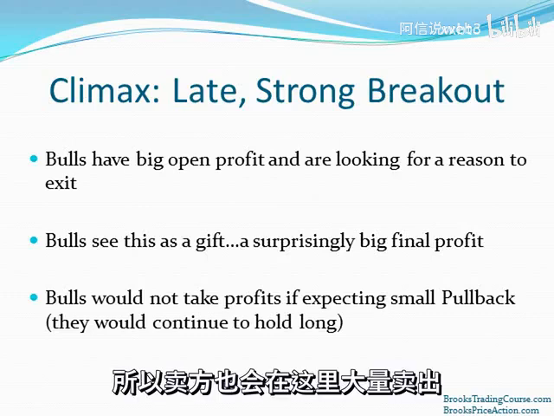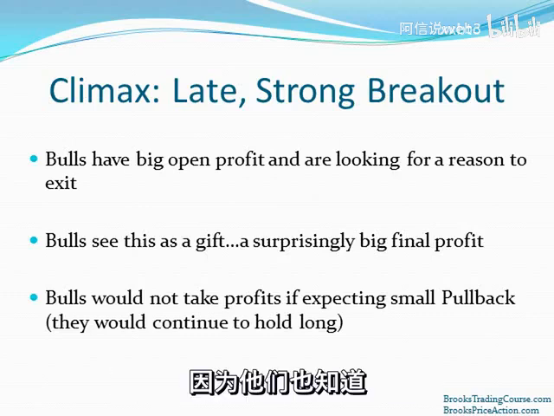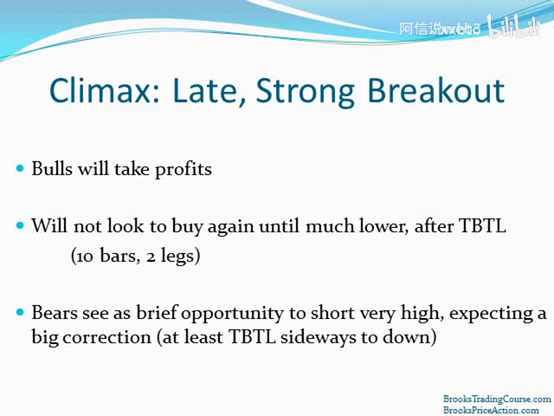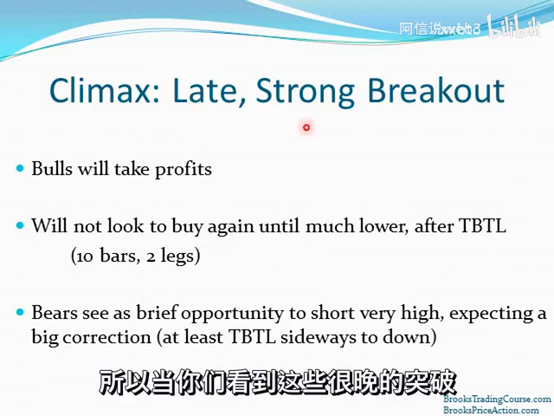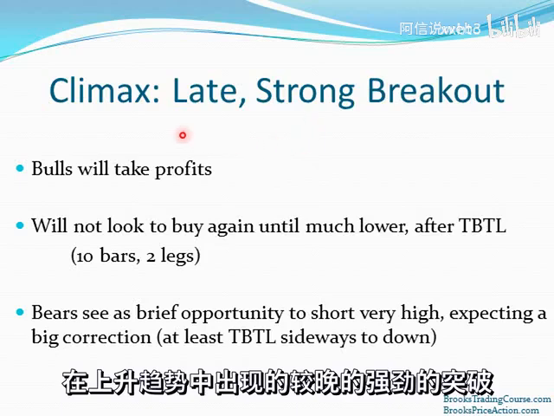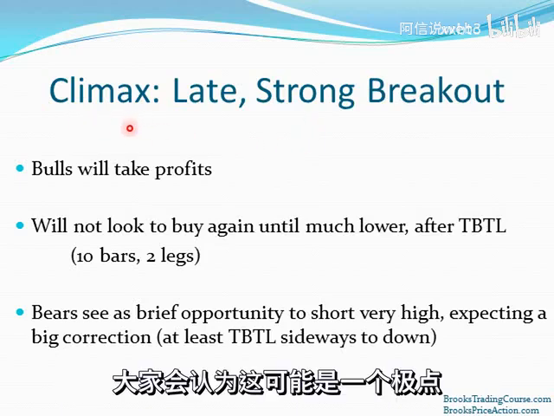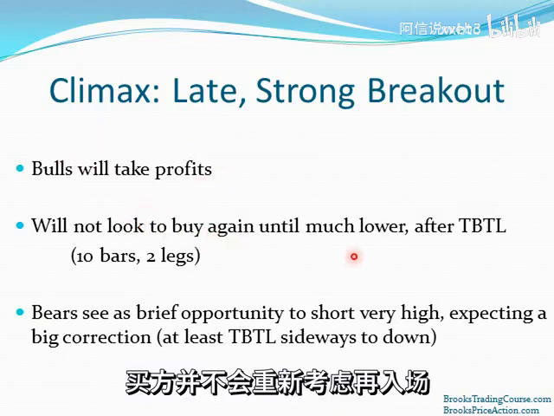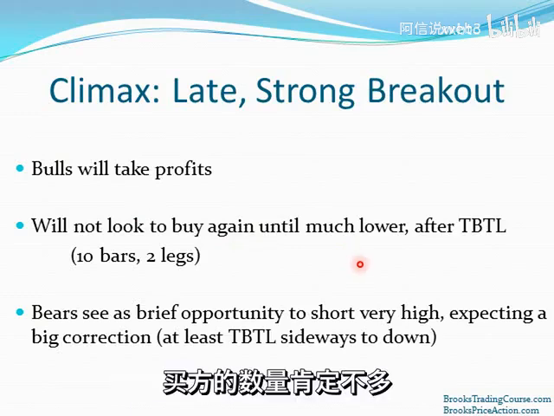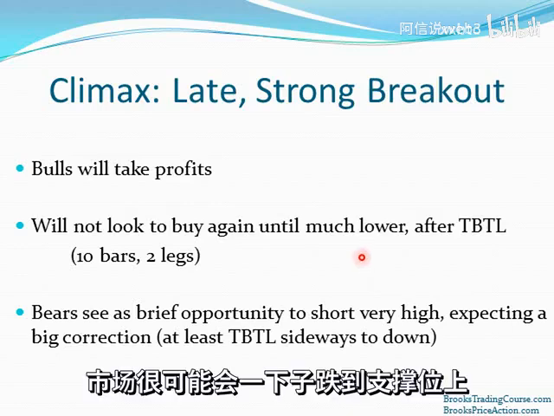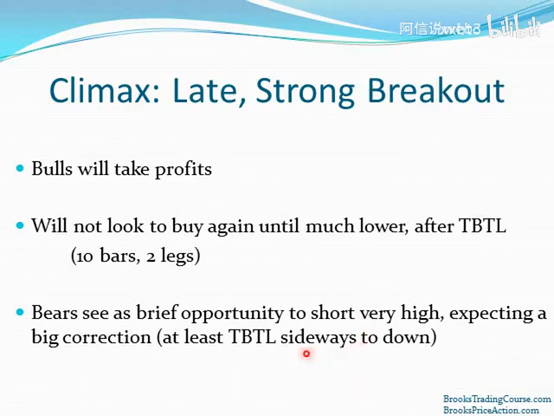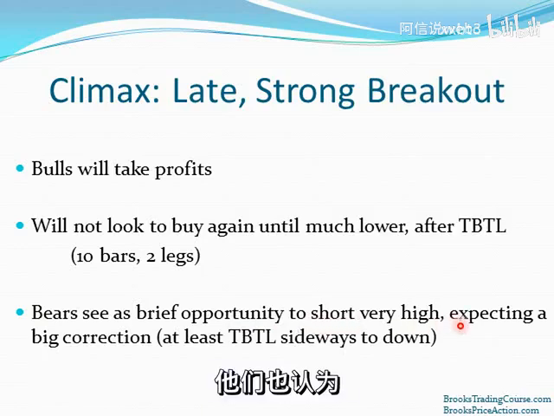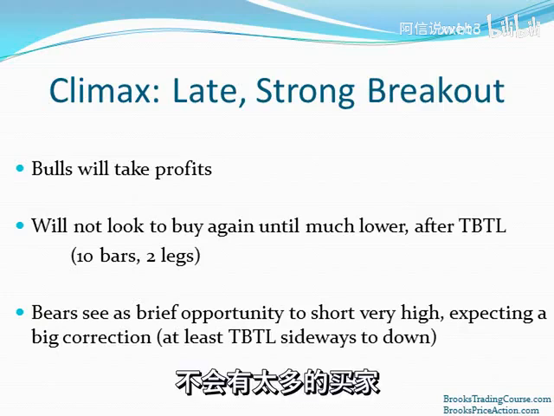And the bears know that, and because of that, the bears will start to short aggressively, knowing that they'll probably get at least 2 legs down and at least 10 bars down. So when you see these late breakouts, these very strong breakouts late in a bull trend, traders will be thinking of a possible climax. The bulls will take profits, and they'll not look to buy again until much lower. So there'll be an absence of buyers, far below on the chart, and the market will get sucked down to some support level. And the bears will see this as a great opportunity to short at a very high price, expecting that there will not be buyers until the market gets much lower.